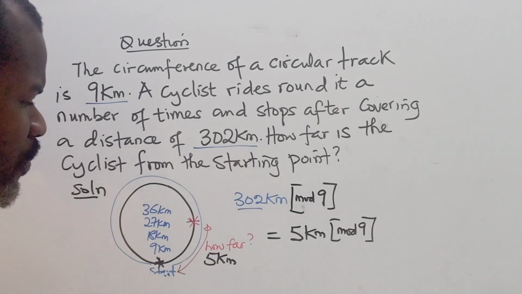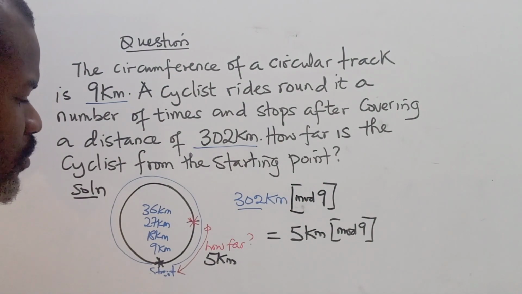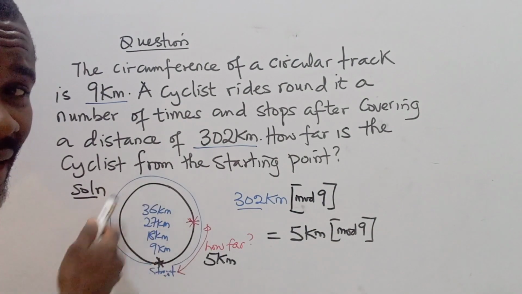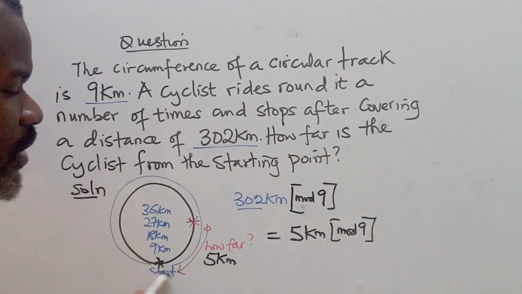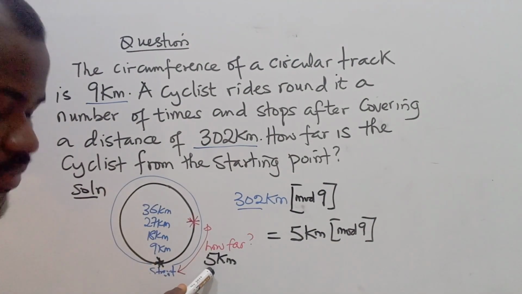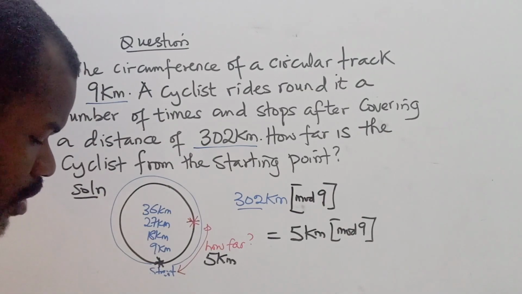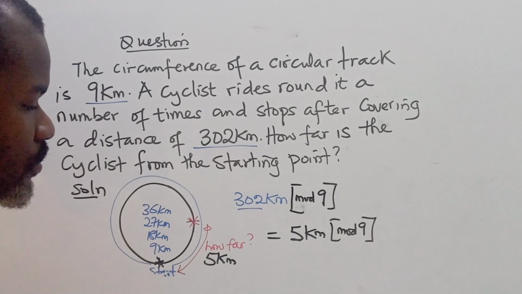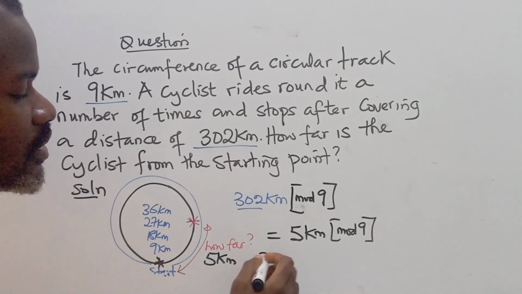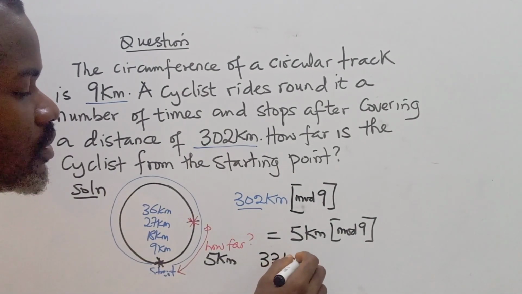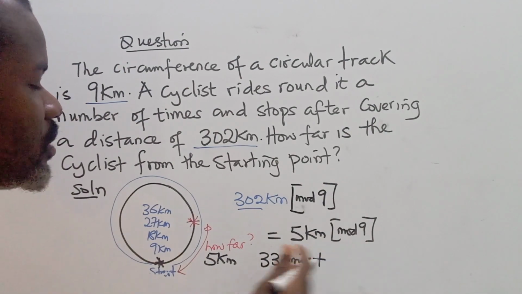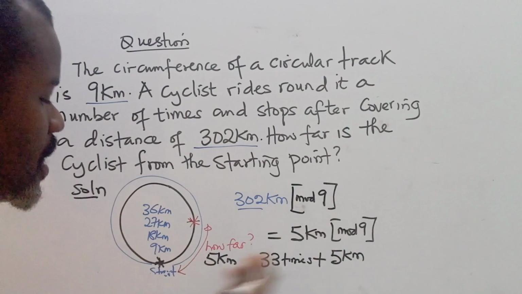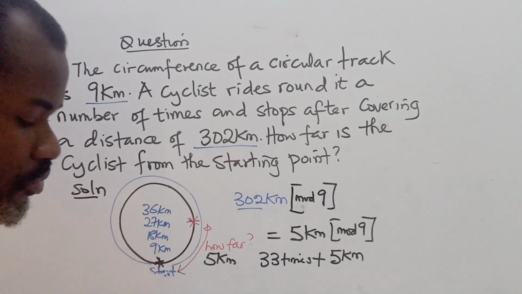So he has moved 33 times around the cycle and moved an extra 5 kilometers. All right, so that gives us the solution to this problem. He moved 33 times around the cycle plus an extra 5 kilometers away from the starting point.